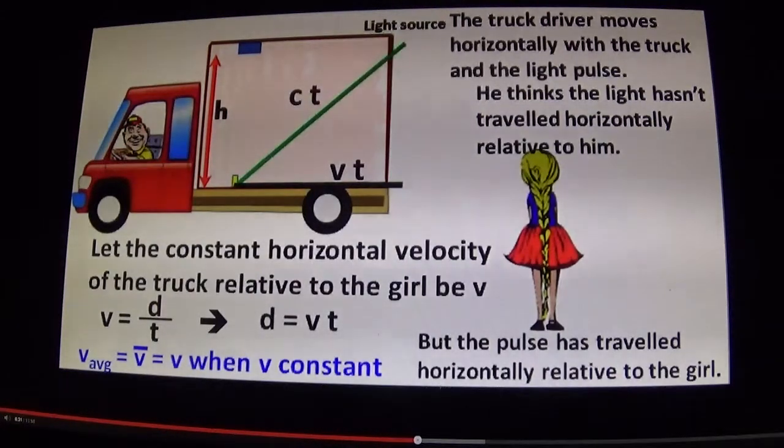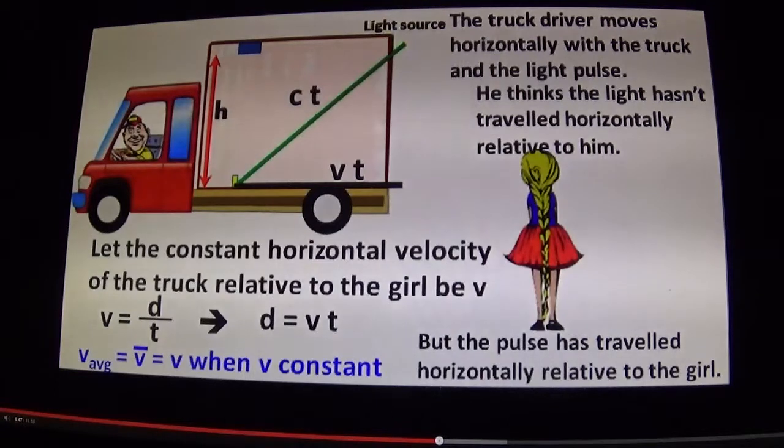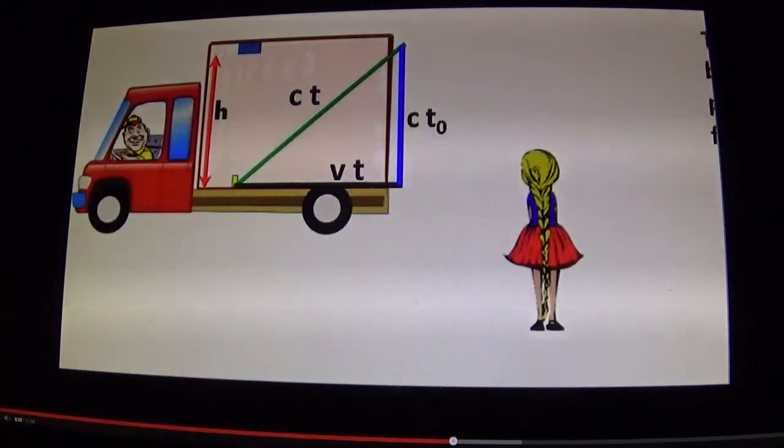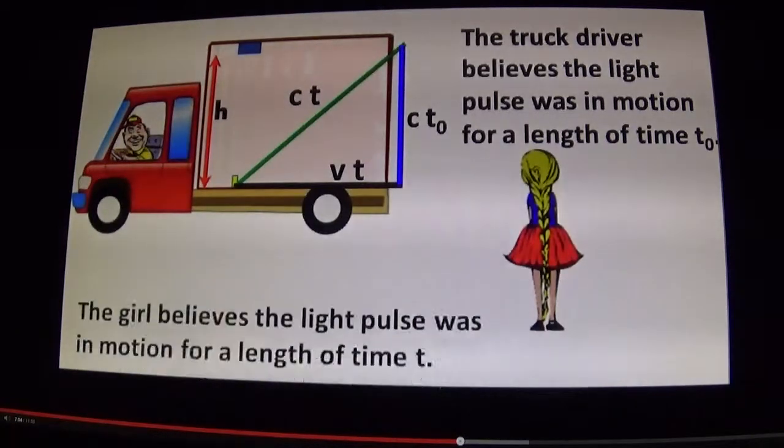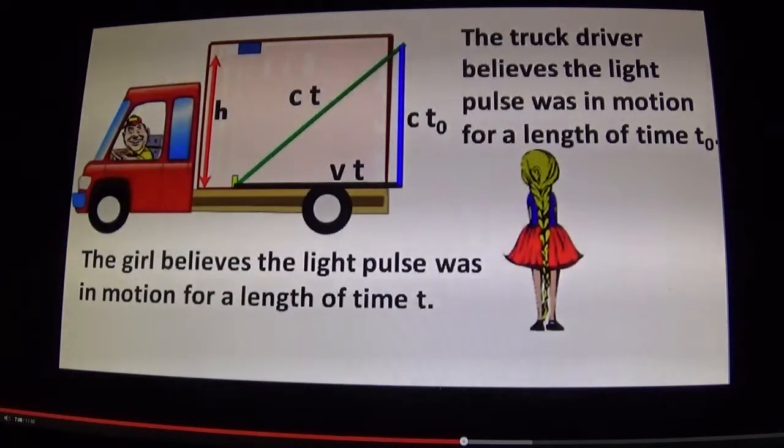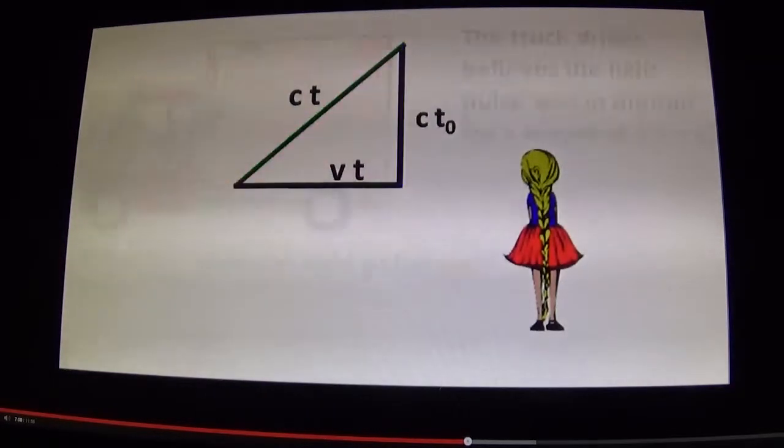Now let that distance be known as c times t, the speed of light times t, and t is the time as measured by the girl, the time taken by the truck to move that distance d. That blue line is just that distance h. We worked it out before. It's c times t0. The truck driver believes the light pulse was in motion for a length of time t0. The girl believes the light pulse was in motion for a length of time t.